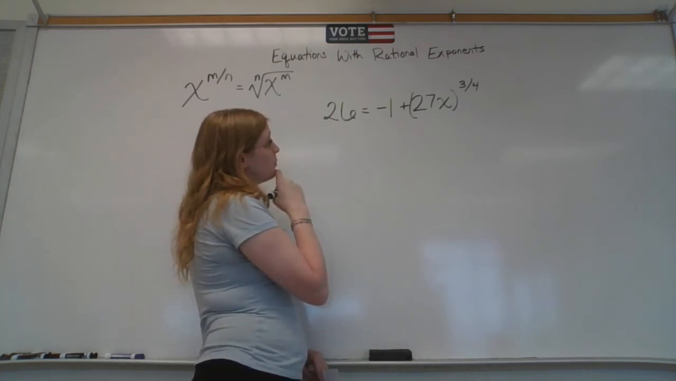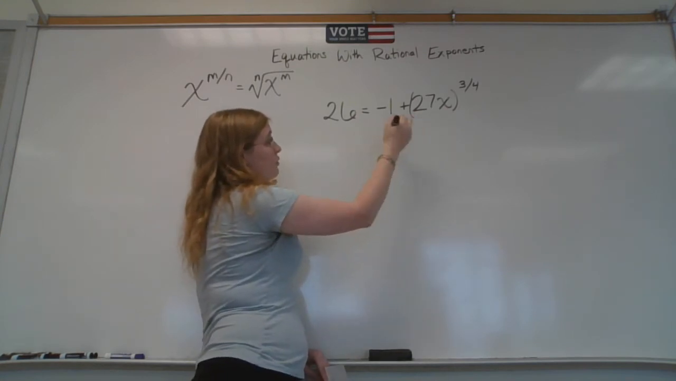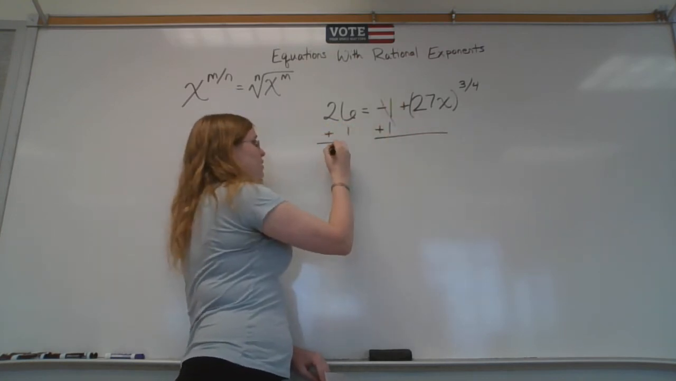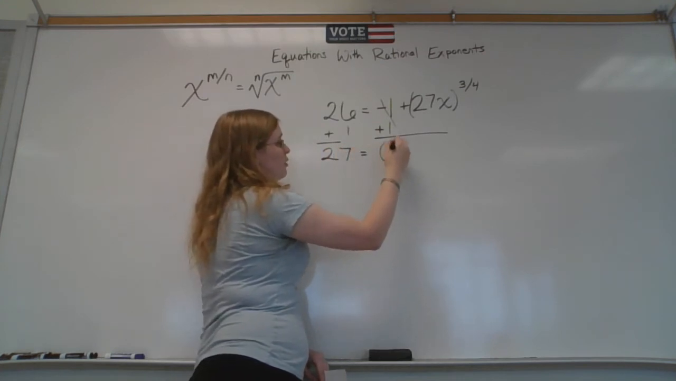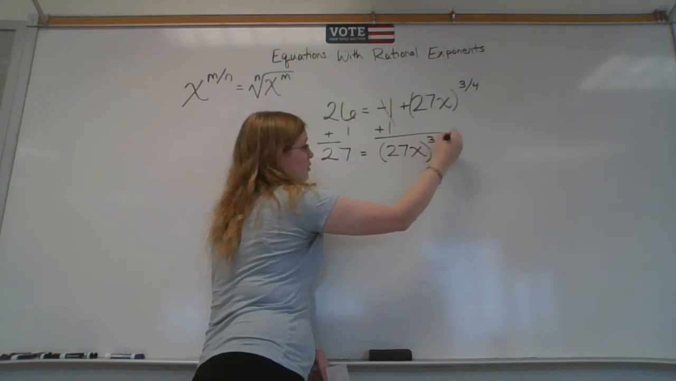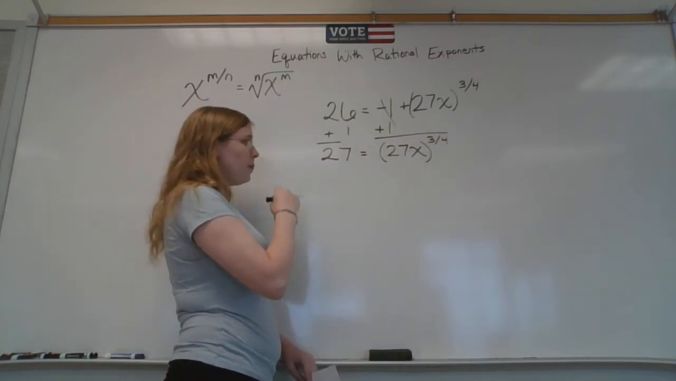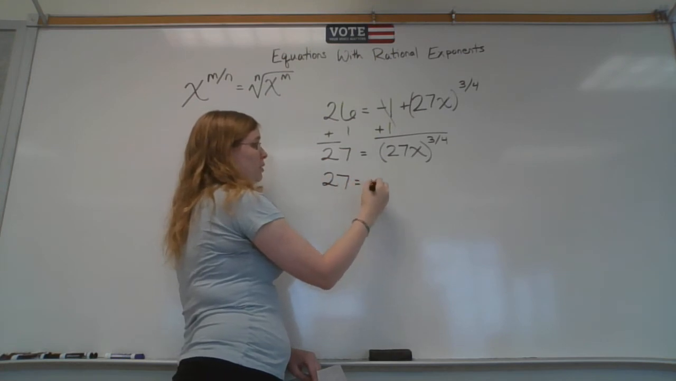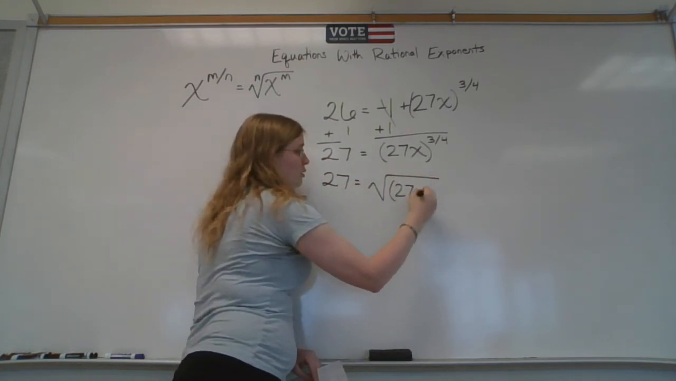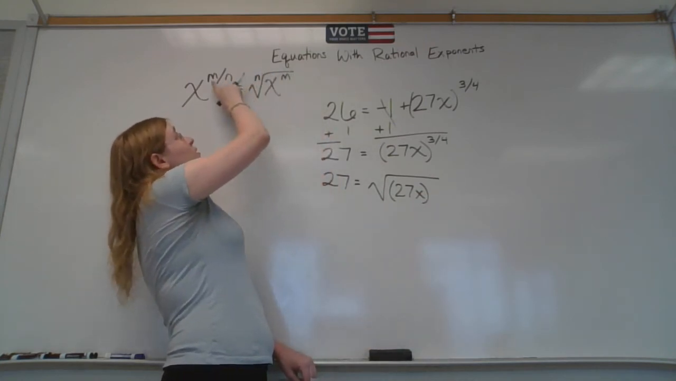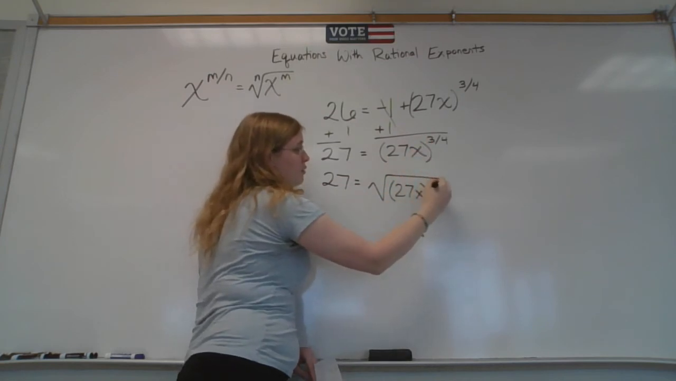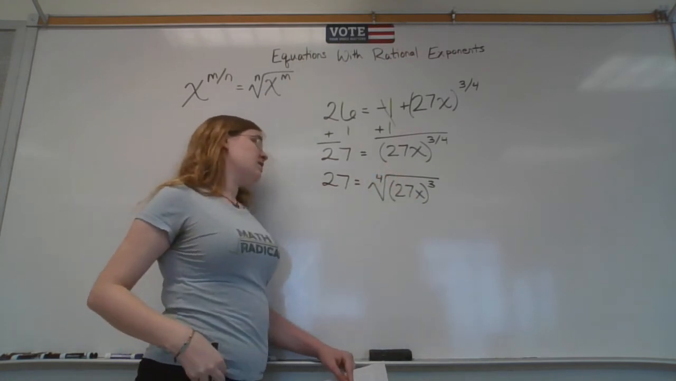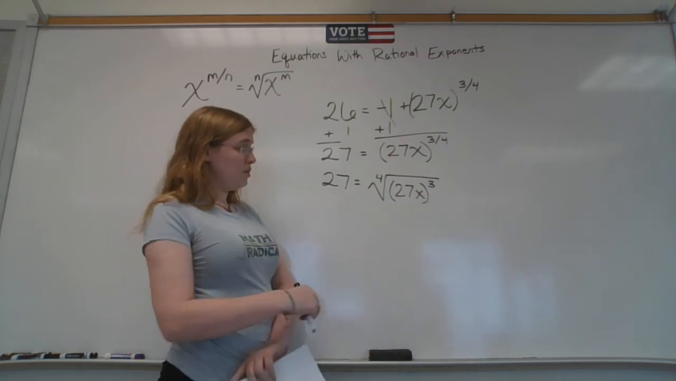So, you can get rid of everything outside of the parentheses first. So here's negative 1. So I'm going to do plus 1. These problems love 27 because it makes a nice good root and cube. Okay. So now that we just have this, whatever is being taken to a power, that's when I would convert it. So, top number goes inside, so for us that's 3, bottom number goes outside, so that's 4. So 27 equals 4th root of 27x cubed.